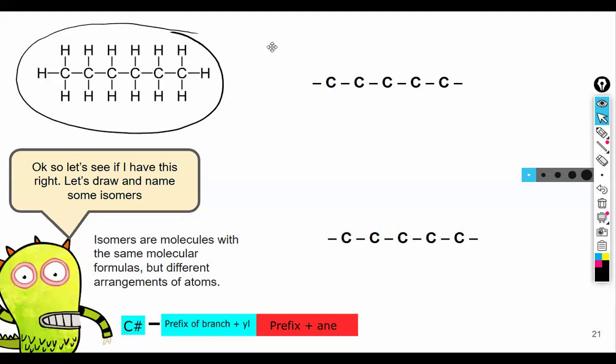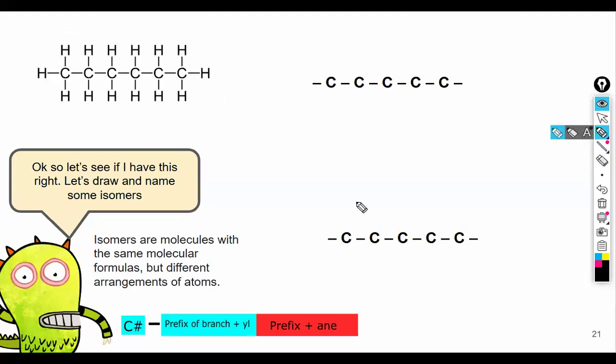Correct. We know this is an alkane for sure because it only has single bonds. Last week I showed you something called double bonds, and this one has no double bonds. It's just single bonds. How many carbons does it have? 1, 2, 3, 4, 5, 6. Now this is a straight alkane. It has no branches in it. So its name is hexane.